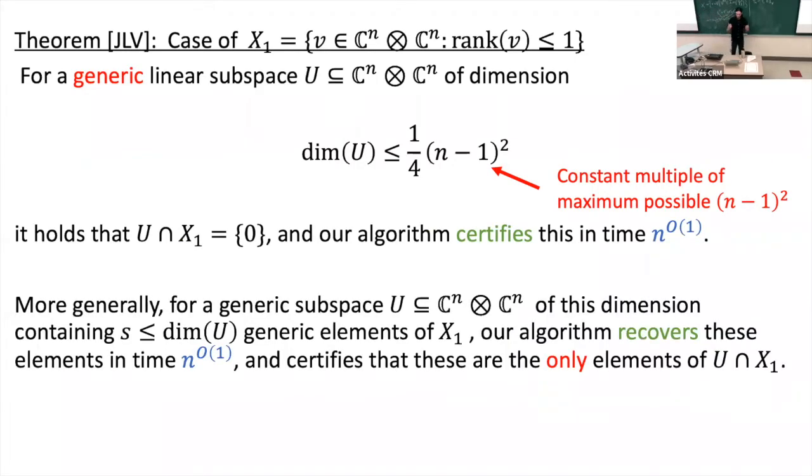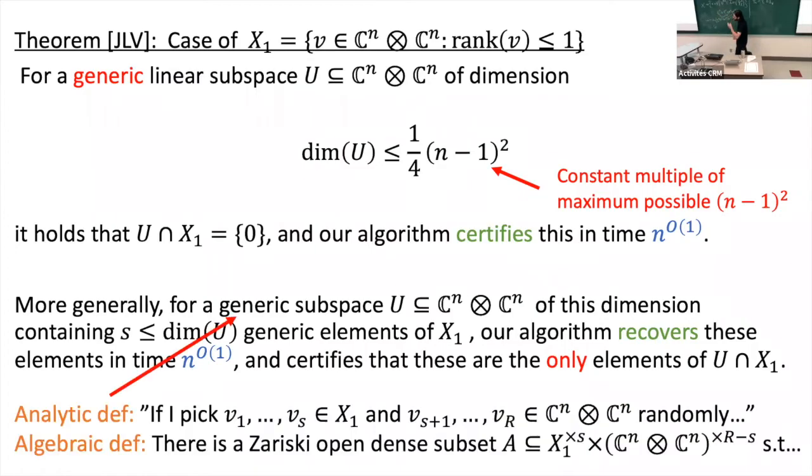So recall our result for certifying that a subspace does not contain elements of x1. We can extend this to an algorithm for finding elements of the intersection. And it's going to be motivated by a similar thing to the Nullstellensatz certificate. So what we say is for a generic subspace of the same dimension containing some number of planted generic elements of x1, our algorithm will find these elements and certify that these are the only elements of the intersection.